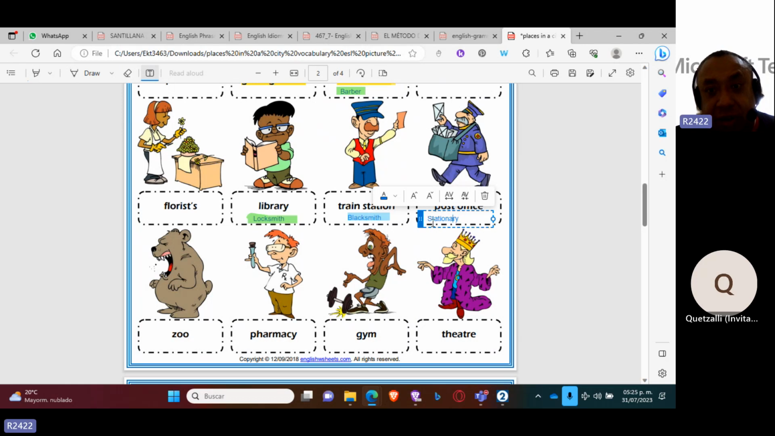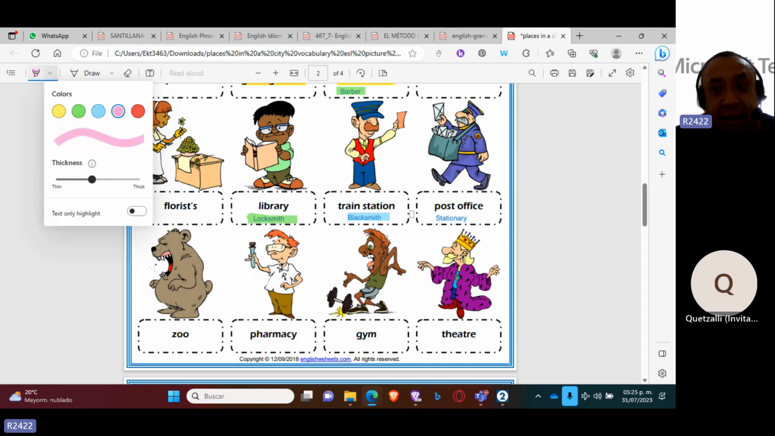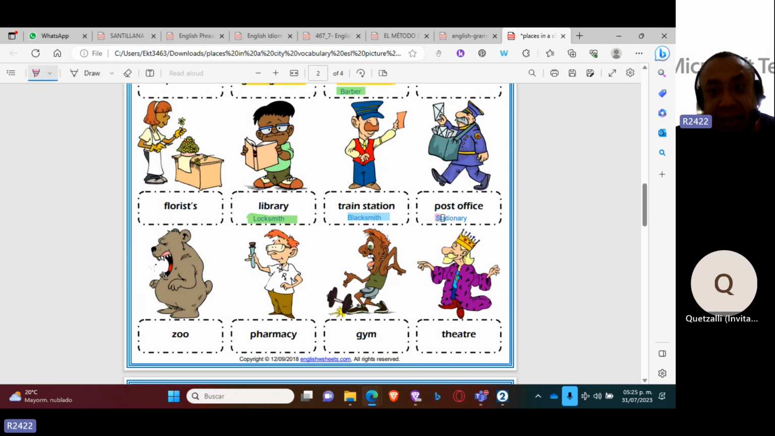Stationary. Stationary, mira. Si lo puede ver, stationary. Papelería. Stationary. Papelería.